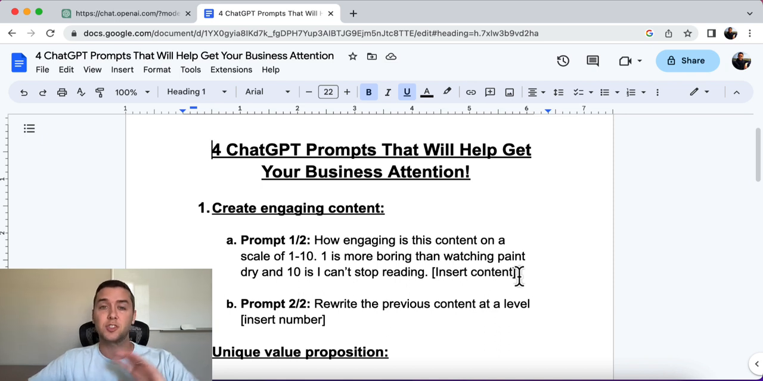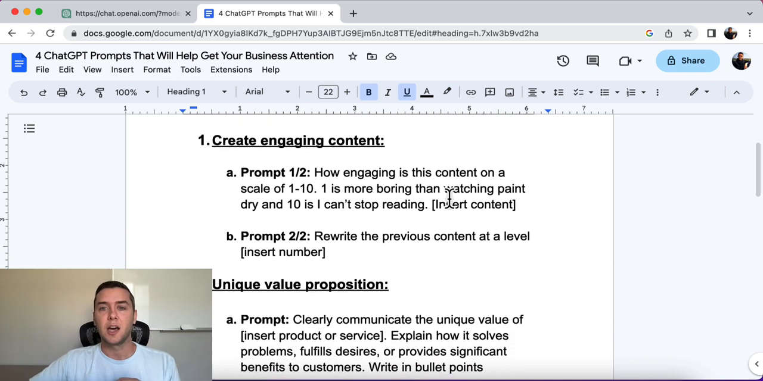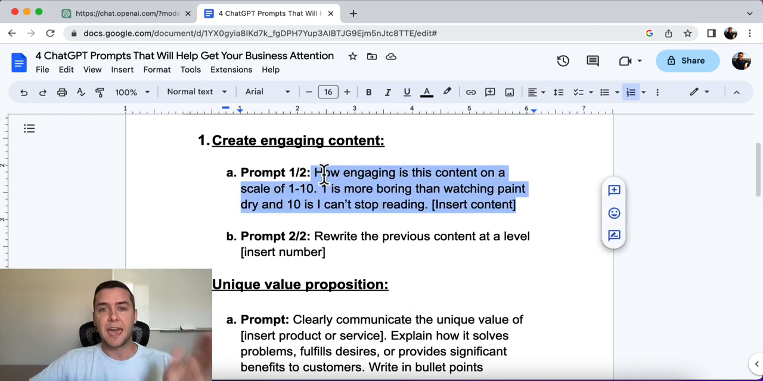This is a two-part prompt. The prompt is: how engaging is this content on a scale of 1 to 10? 1 is more boring than watching paint dry, and 10 is I cannot stop reading. And then insert your content. Whether this is a Facebook post, a YouTube script that you're writing out, an Instagram post, or an email, you can gauge how engaging the content is by using this prompt and making sure that it isn't too boring.